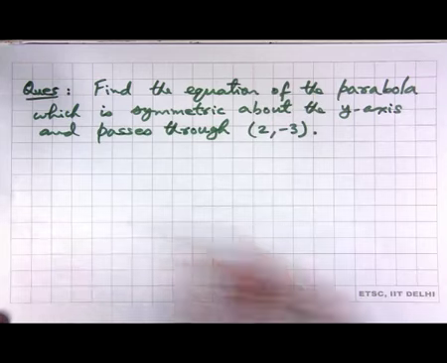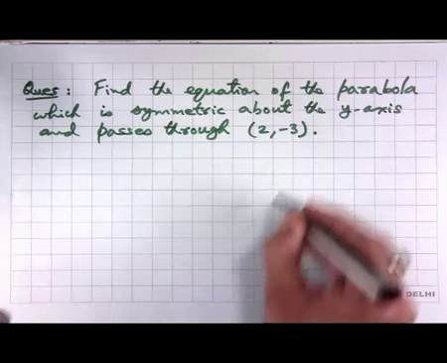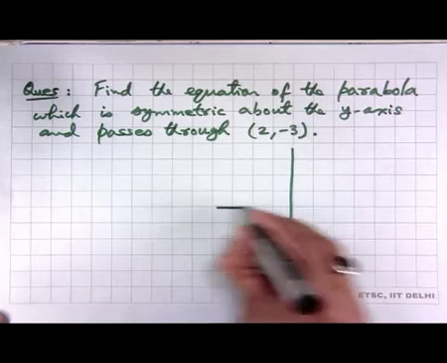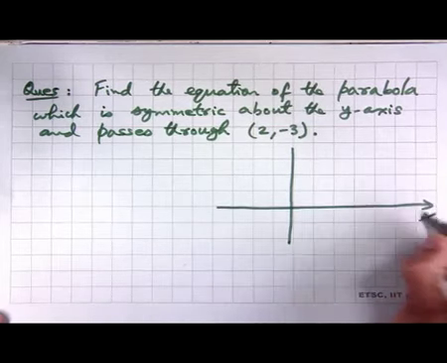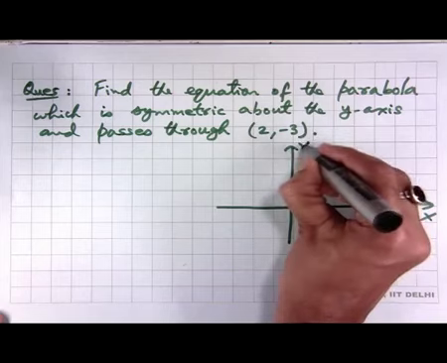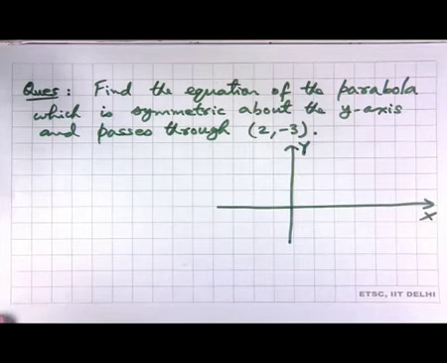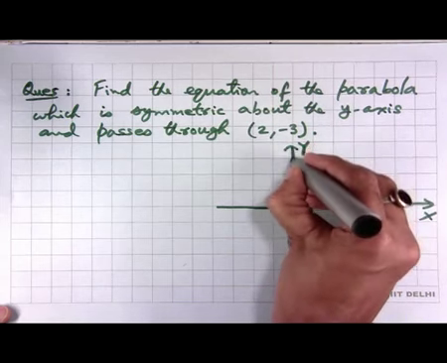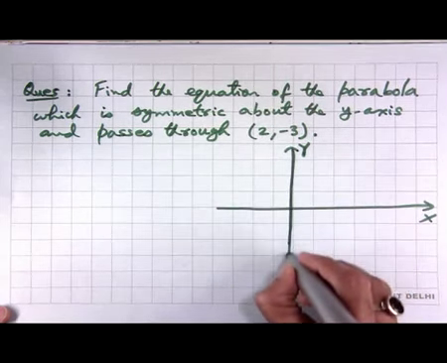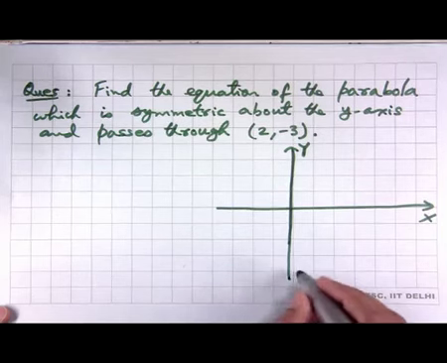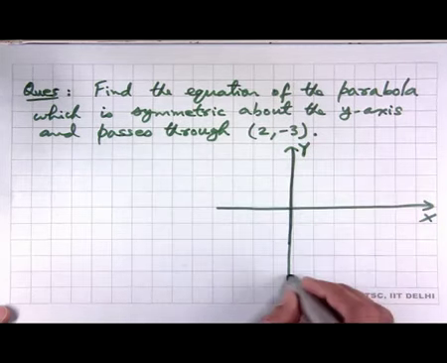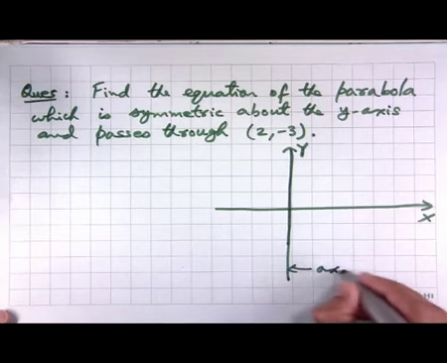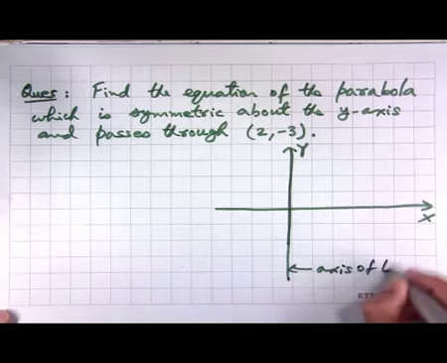So, let us look at how this will look like. If I have x axis and y axis, what is given to you is that the parabola is symmetric about the y axis. So, because it is symmetric about the y axis, that means that the y axis is the axis of the parabola.